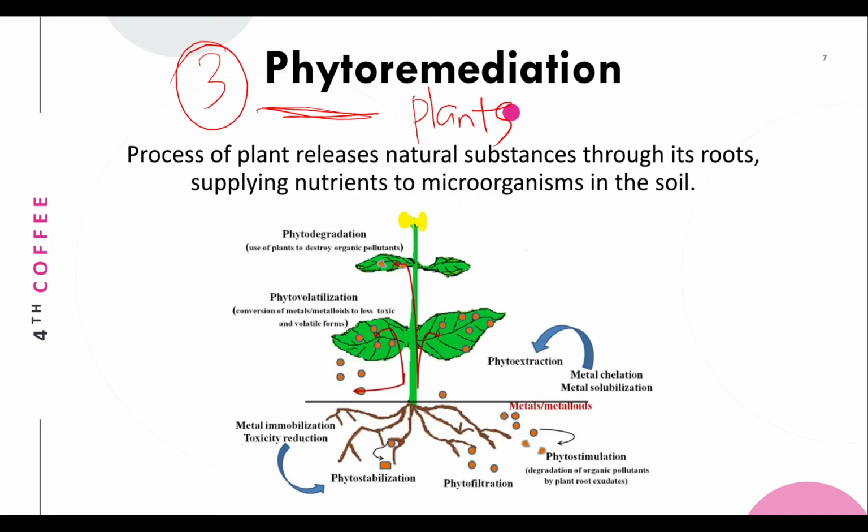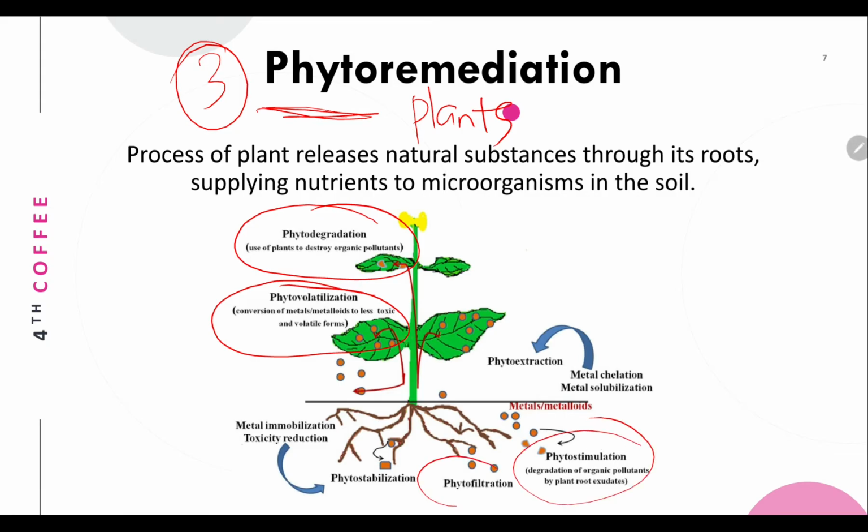Within the phytoremediation process, there are a lot of other processes. So there's phytodegradation, the use of plants to destroy the organic pollutants. We also have volatilization, when we convert the metals to volatile forms. And then we also have phytostimulation, phytofiltration, and so forth.